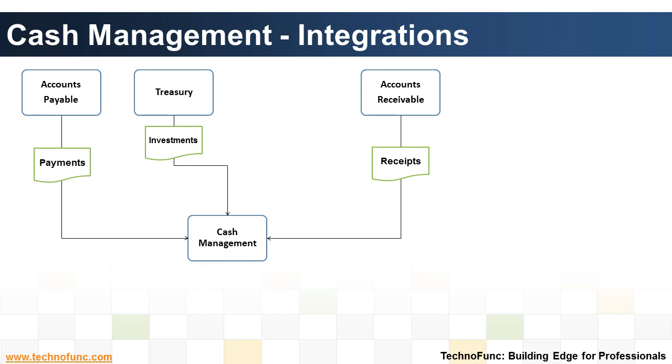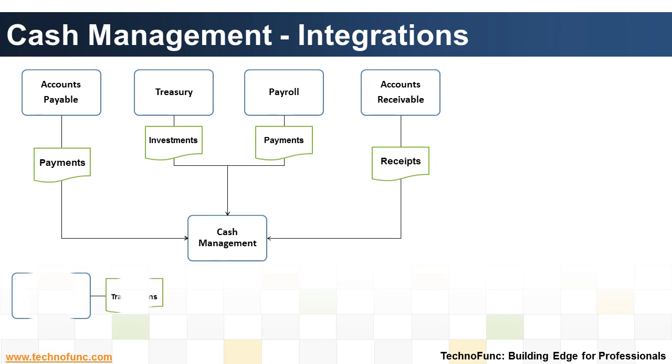Similarly, cash management gets investment and deal information from treasury. Using cash management, you can clear and reconcile investments. You can get cash transactions from other sources like payroll or intercompany system. Transactions are cleared and reconciled against a bank statement.